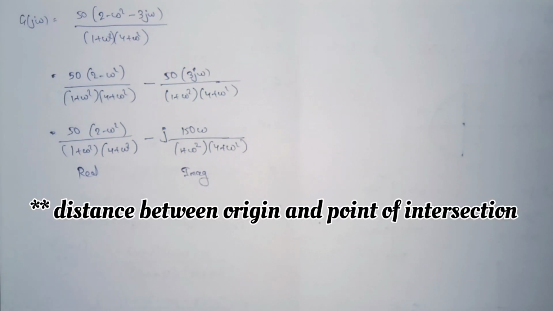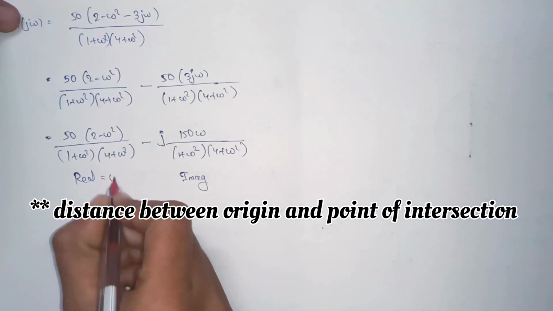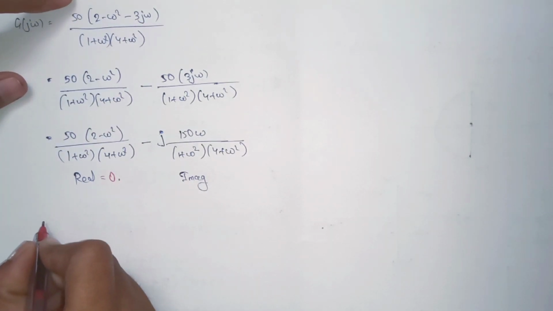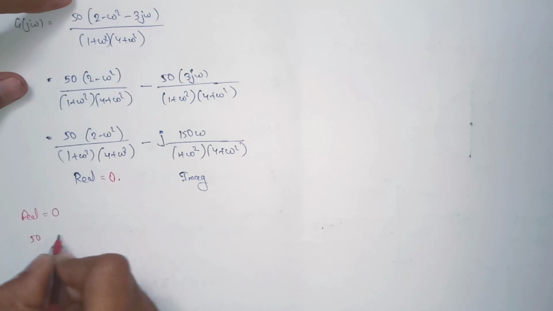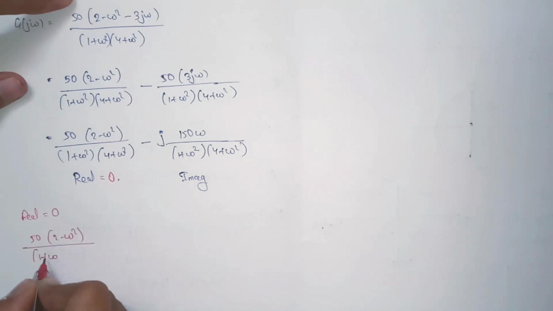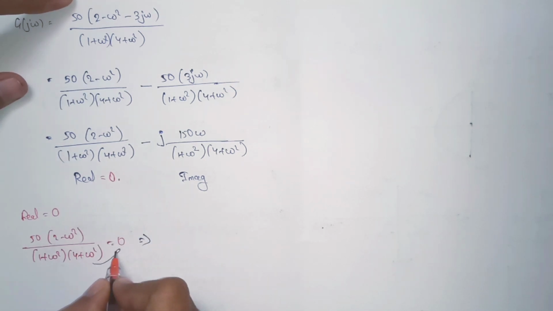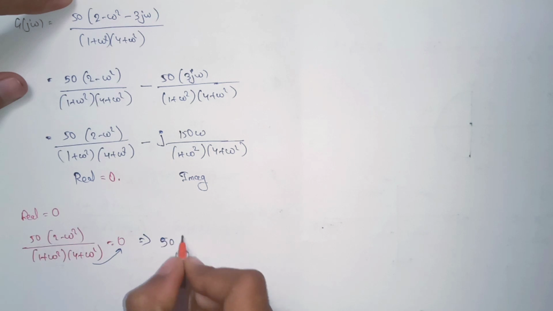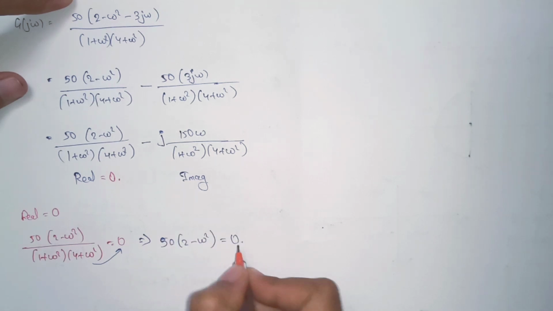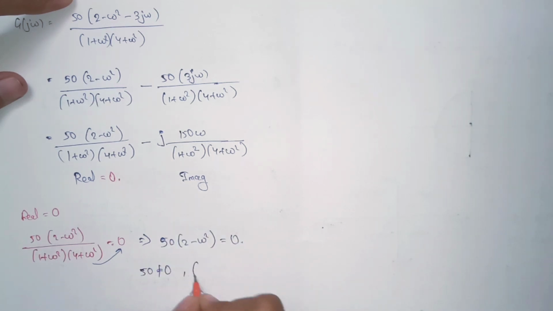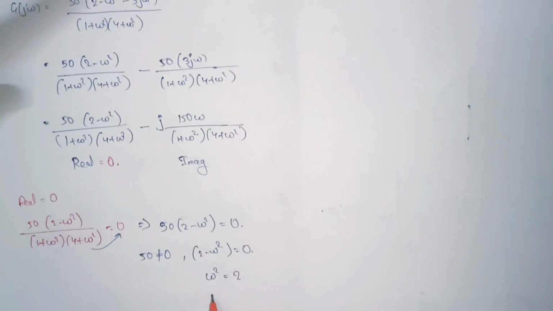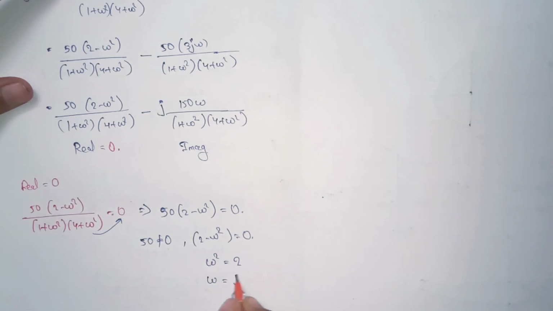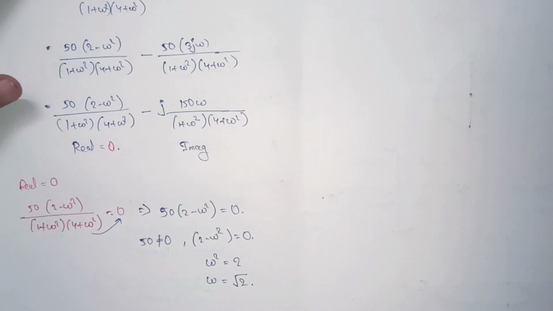As I have said earlier, we have to find the point on the imaginary axis. So we are going to make this real part equal to 0. When we equate it to 0, we'll get (2 minus omega square) by (4 plus omega square) equal to 0. Now as we take this to 0, it will become 0, and this is 50. 2 minus omega square equal to 0. 50 cannot be equal to 0. So 2 minus omega square equals 0, omega square equals 2, and omega equals root under 2. Now we got omega equal to root of 2.